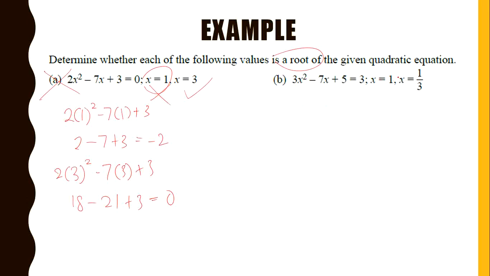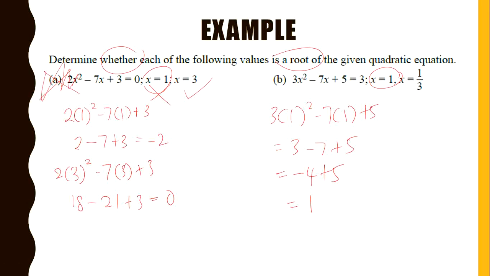Untuk yang B, try masukkan x equals to 1. Okay, 3, 1 square minus 7, 1 plus 5. 3 minus 7 plus 5. Nak suruh jadi 3 kan kat sini. So, 3 tolak 7, 4 plus 5 equals to 1. Okay, yang ni dapat 1. Oh, sorry. Okay, soalan ni ditanya whether each of the following values is a root of the given equation. Okay, so dia suruh check yang mana satu ada dia punya root. Okay, so ni bukan salah lah. Dia suruh check which one yang dia punya root. So, yang ni salah, yang ni lah betul. Ini adalah dia punya root. Sebab kita dapat jawapan yang sama.